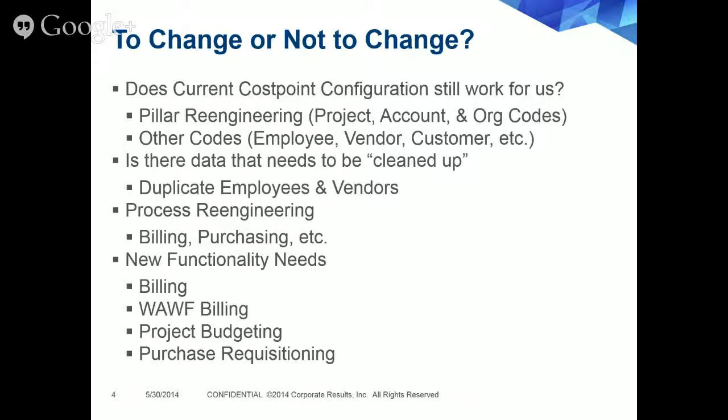Other change areas include process re-engineering. So for items such as billing and purchasing, as well as new functionality within Costpoint, there's things like the ACRN and the WAF functionality within Costpoint 7 that can be utilized to increase efficiency. So those are some areas that you want to be thinking of in terms of what do we need to do to get ready for Costpoint 7 and what additional functionality Costpoint 7 brings to the table.